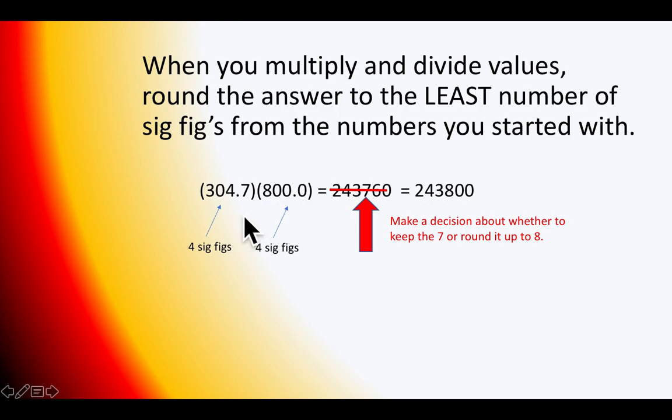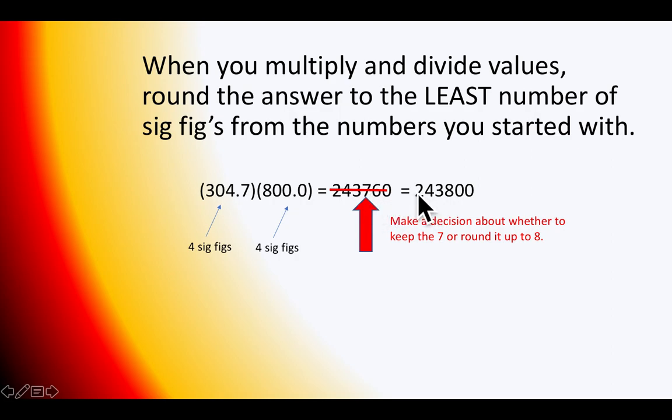304.7 has 4 sig figs, and 800.0 has 4 sig figs. So that means that whenever we do this multiplication, we want to keep the first 4 digits. I looked at the 7, and to determine whether to keep it 7 or round it up, I had to look back at the 6. And since the 6 is larger than 5, I'm going to round the 7 up to 8.